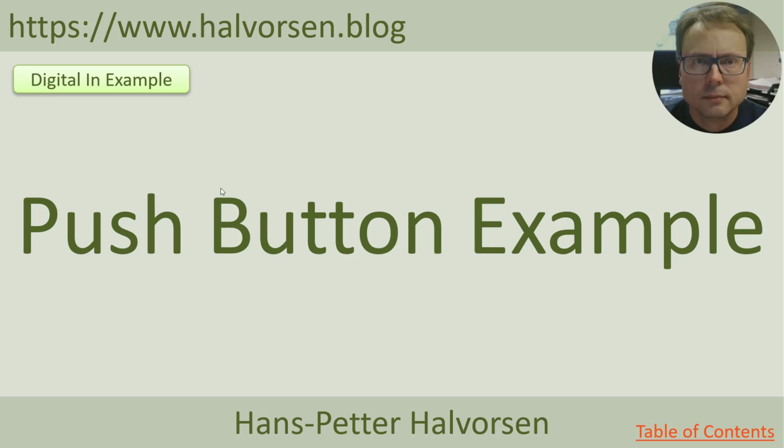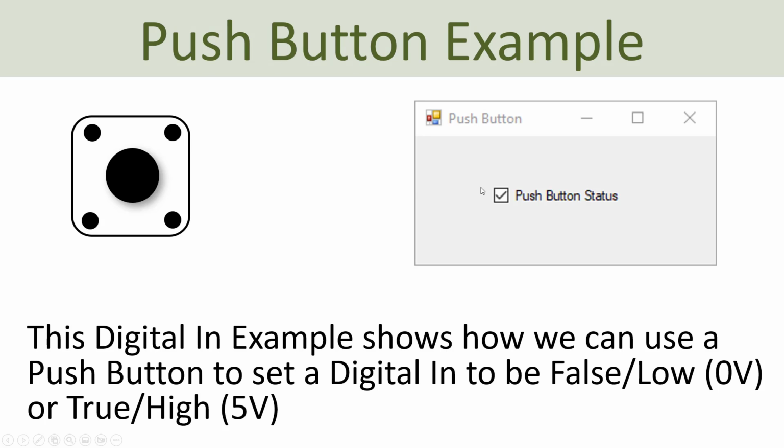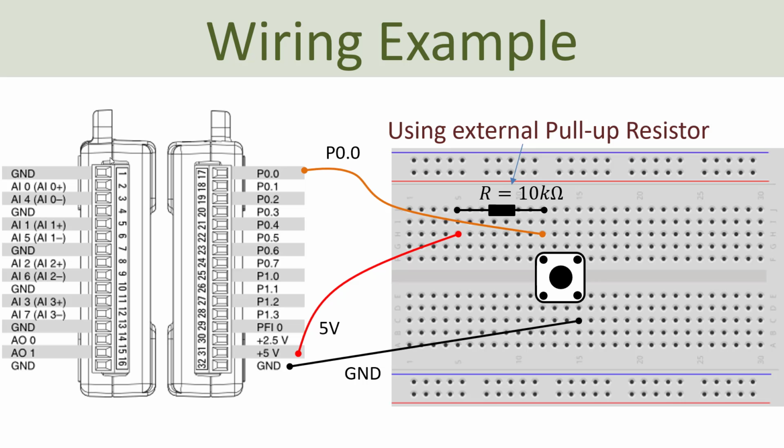So now I will present the final example. This is a push button example, and this will be a digital input example. So here you see the application in this example, the push button example. So basically it's very similar to the previous example, but now when we click on the push button that is put on the breadboard, then this should be selected, and when we are not pushing or clicking on the button, this should be not selected. And here you see a basic push button, and here you see the wiring for this example.